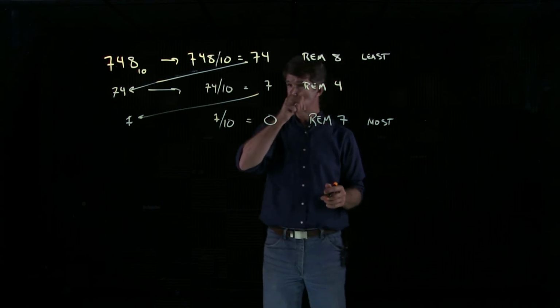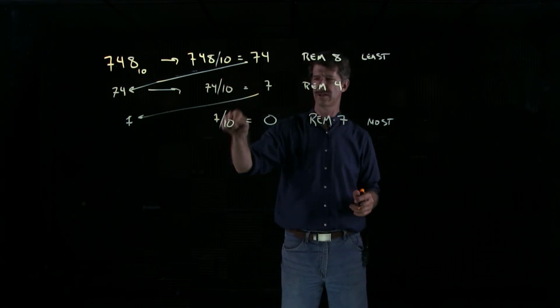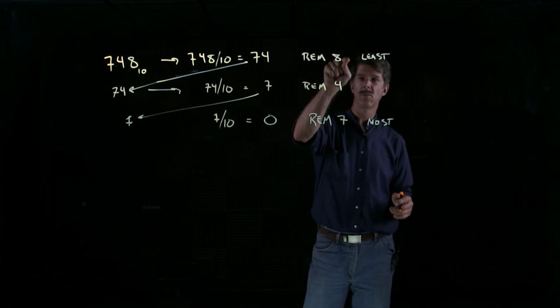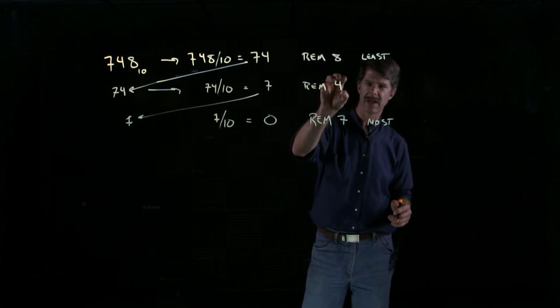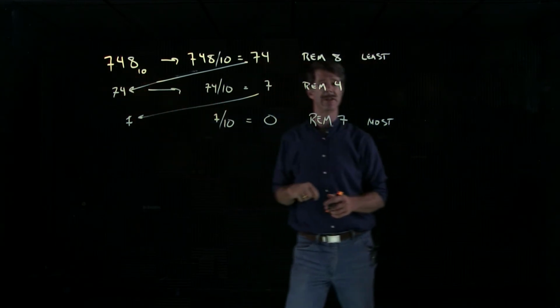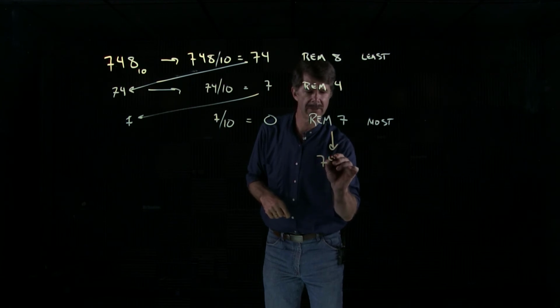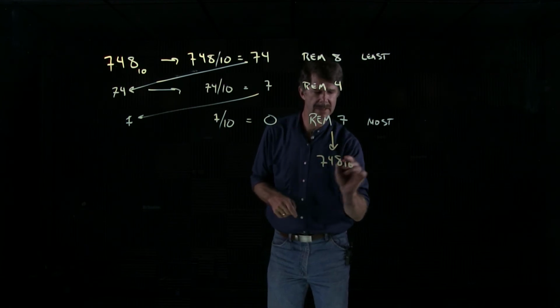And I know exactly which digits they are because I divided by 10 once, twice, three times to get, the first time the 8, the second time the 4, and the third time the 7, and that corresponds exactly to the positions here. So this tells me that my number is indeed 748, base 10.